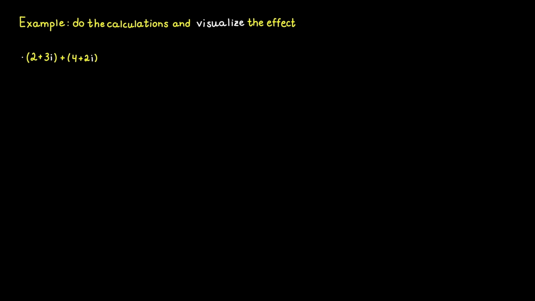In our next example, I would like us to do the calculations and then once again visualize the effect. And here we're going to start with some addition. So we have two complex numbers, let's call them C1 and C2, and we want to add them together. The way we do this is that we do it in 2 steps. We add the real parts and then we add the imaginary parts. In this case, we get that the real parts are 2 plus 4, right? And the imaginary parts are 3i plus 2i. And if we simplify this, we get that this thing is equal to 6 plus 5i.